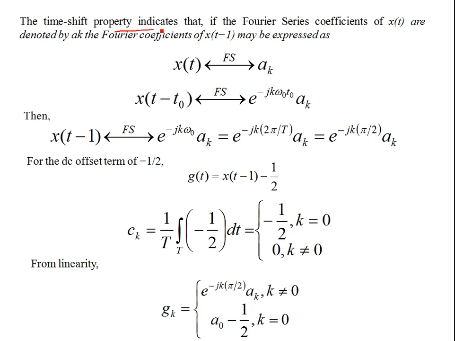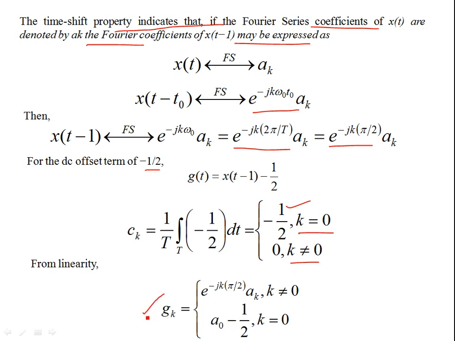So the time shift property indicates that if the Fourier series coefficients are denoted by a_k, then x(t minus 1) can be represented as such, okay? So if you use this property, then this is nothing but e^(-jk 2π/T). T is 4, so just substitute that: e^(-jkπ/2), or you can keep this omega naught if you so desire. The DC of x(t minus 1) over 2 is itself minus 1 over 2 for k equal to 0, and there is no harmonic. I mean, it's 0 for k not equal to 0. It's a DC term. So g_k is of the form.